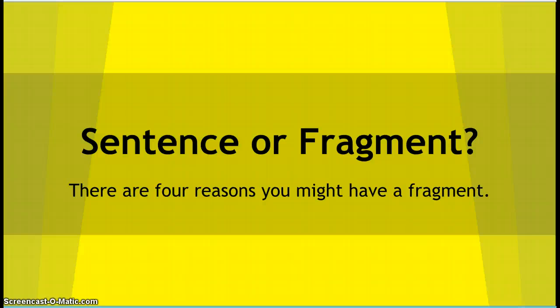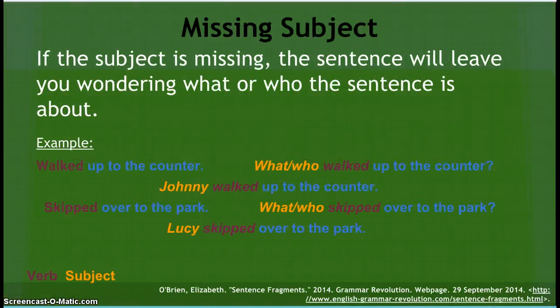There are 4 reasons that you might have a fragment and not a sentence. If the subject is missing, the sentence will leave you wondering what or who the sentence is about. Walked up to the counter. This leaves you asking, what or who walked up to the counter? Johnny walked up to the counter. This is a correct sentence that includes a subject.